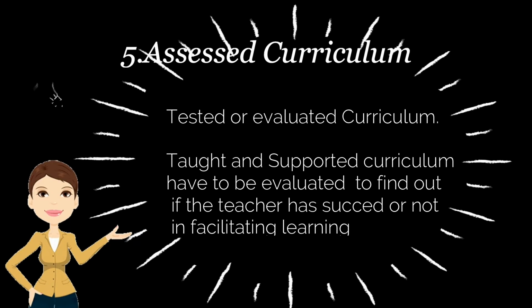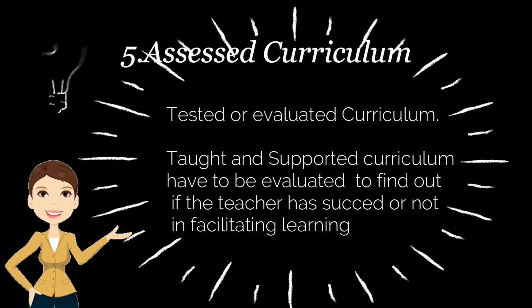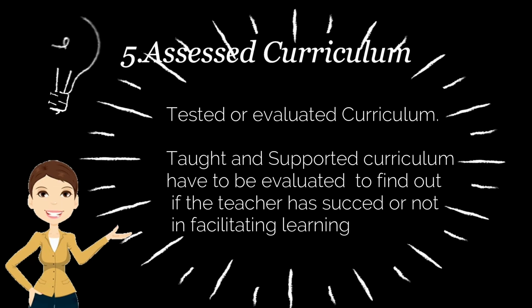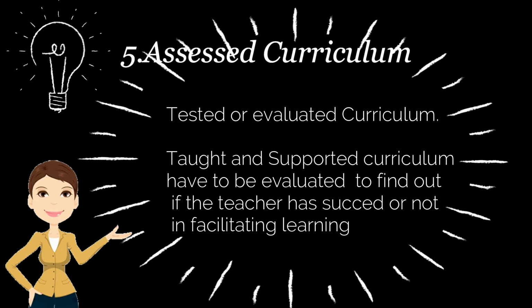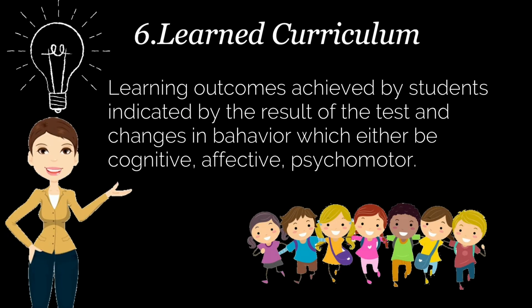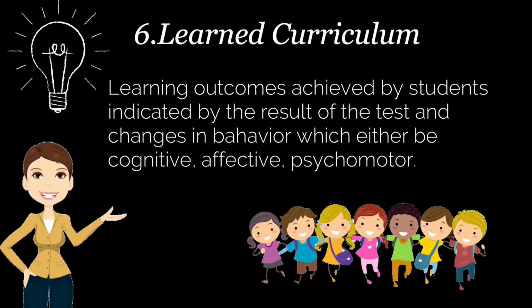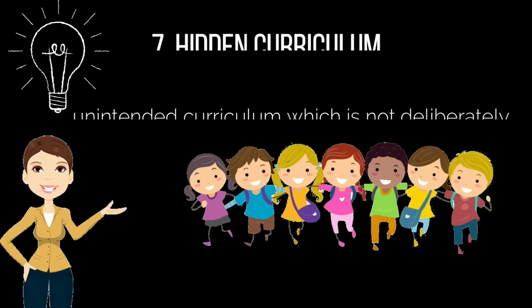Fifth is assessed curriculum. These are tested or evaluated curriculum. Taught and supported curriculum have to be evaluated to find out if the teacher has succeeded or not in facilitating learning. Sixth is learned curriculum. Learning outcomes achieved by students indicated by the result of the test and changes in behavior, which may be cognitive, affective, or psychomotor. Lastly, the hidden curriculum.